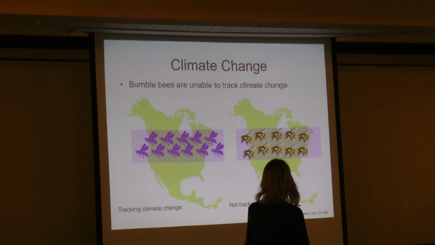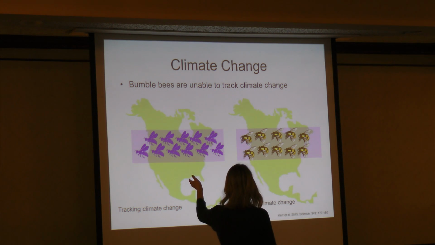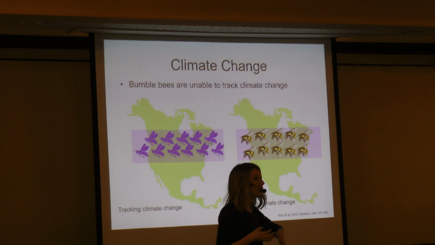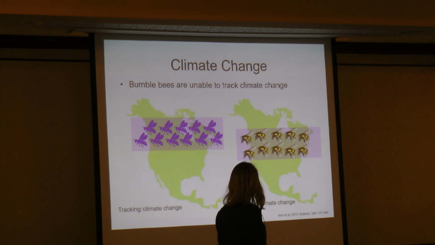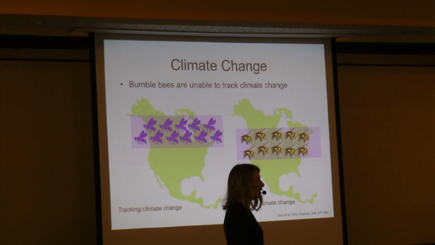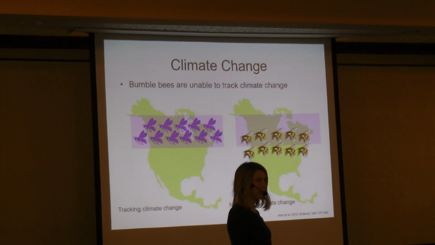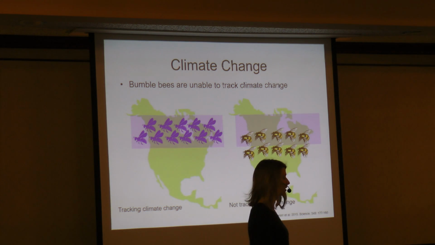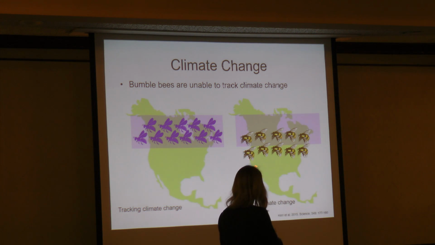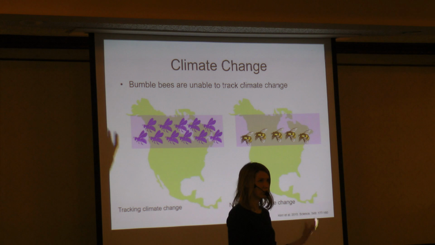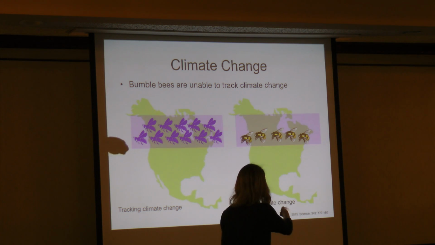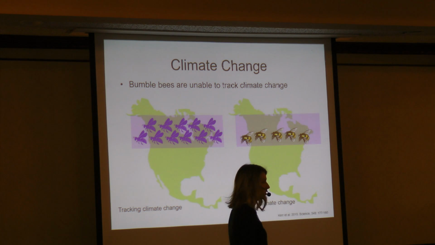Some species of bees, like this hypothetical purple bee I invented, as the climate warms, will simply move northward to get back into that cooler area, like this. But with bumblebees, as it warms, they're not tracking it. They're not moving upwards. And so any bees that are found here are in an area that's too hot and their populations don't persist. That means that the actual range they're being found in is much smaller and their populations are declining.